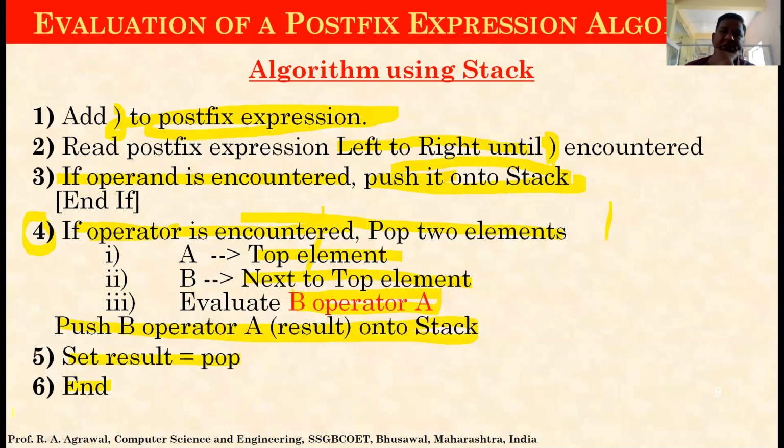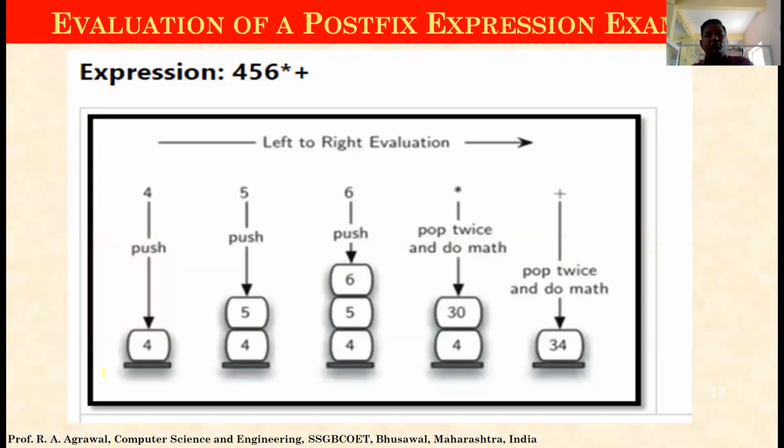Okay, so let us see an example. Suppose 4 5 6 multiplication plus. We know that this is an expression in postfix form. Now we have to evaluate this. So what will we do? First thing is 4. 4 is an operand, so we add it to the top of the stack. 5, again it is an operand, we add it to the top of the stack. 6, again it is an operand, we add it to the top of the stack.